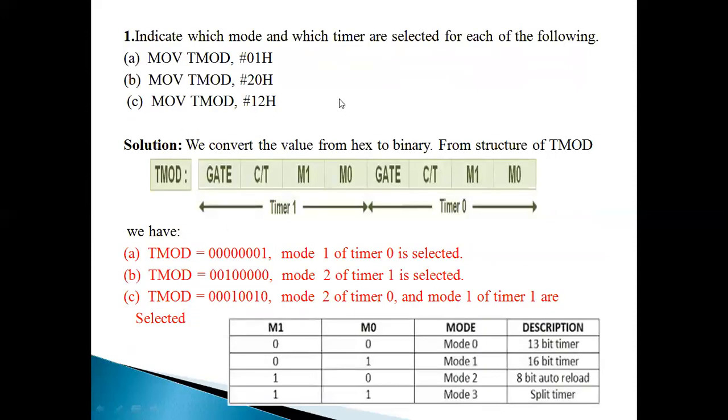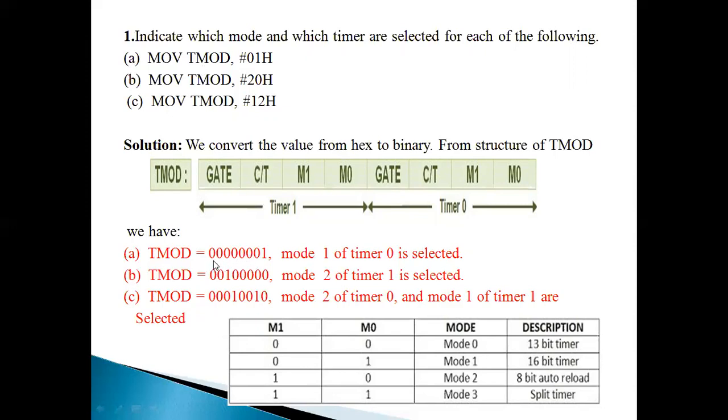Let us see an example for this. Here we have one question. Indicate which mode and which timer are selected for each of the following values of TMOD. If you move 01H into the TMOD register, which is the mode selected and the timer selected? This will be the content of the TMOD register when we move 01H into TMOD.